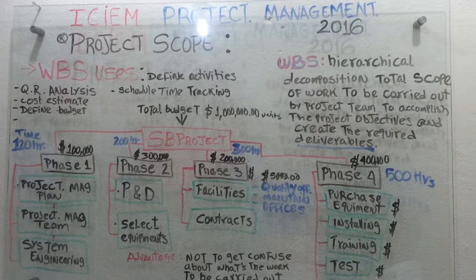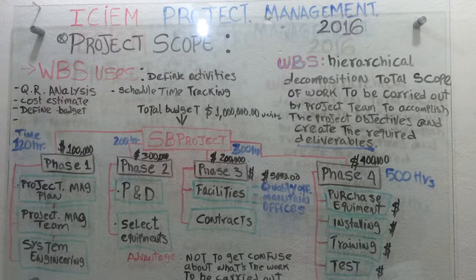Another use of the WBS is quality requirement analysis. When we have this structure, the work breakdown structure, we define for each phase, or for each work package, or set of activities, what the quality requirements are that we need to fulfill for the project. For example, we can define the quality requirement for our equipment, for our facility, and for our contractor.